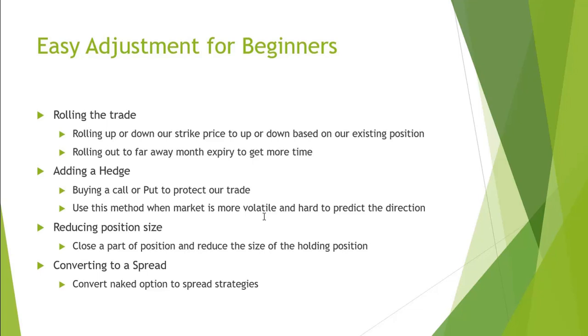Then the fourth point is converting to a spread. Let's take an example where we have a naked call option. For that naked call option, we can convert it into a spread. Simply, we can buy a call option on the lower side or a call option on the higher side, so that we convert our naked leg into a spread. It can be either a credit spread or a debit spread, whatever you wish. So these are the four basic adjustments.